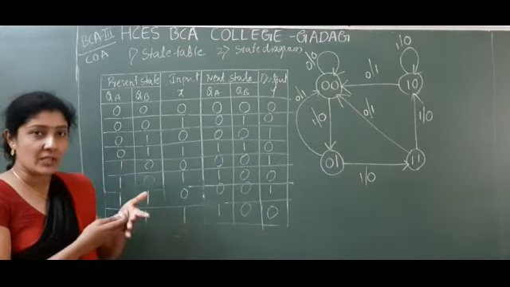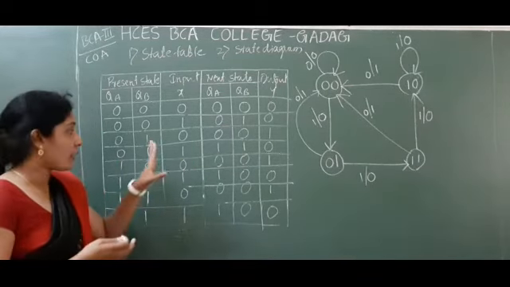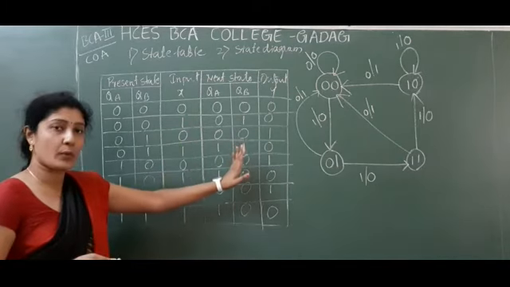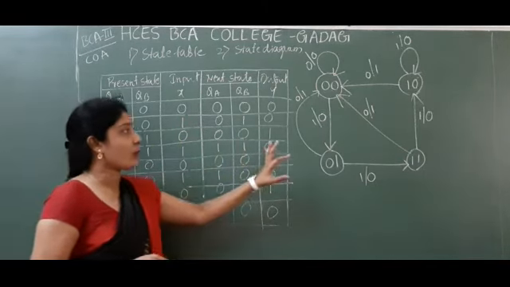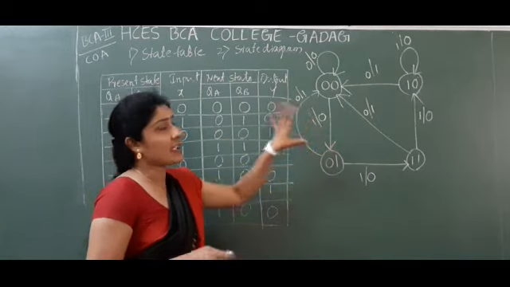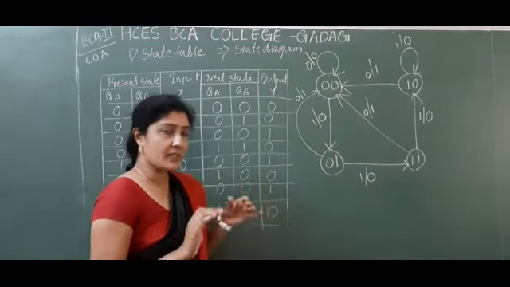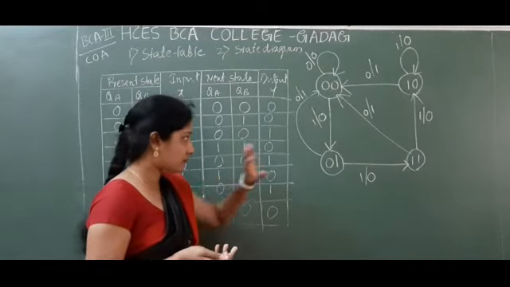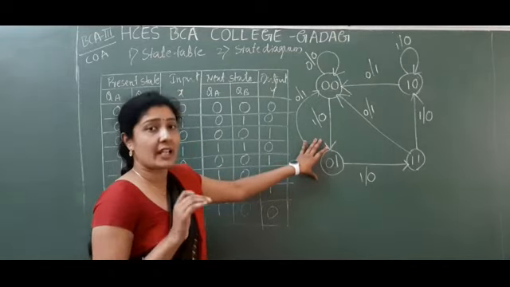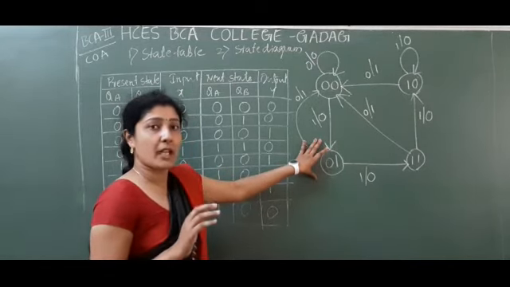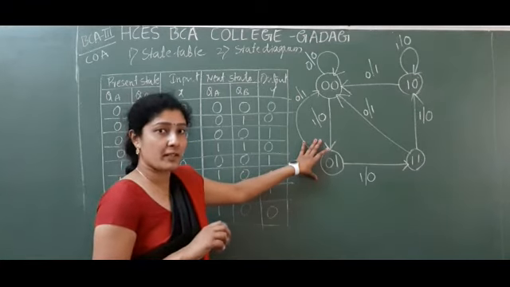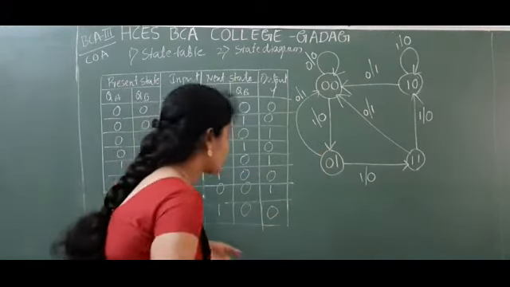Because we know the present state, we know the next state, we know what the input is, we know what the output is. So depending on this, we just need to draw it neatly. That's it. Okay. Vice versa. Vice versa means what? When we have the state diagram, can we write the truth table or state table? Yes, of course.